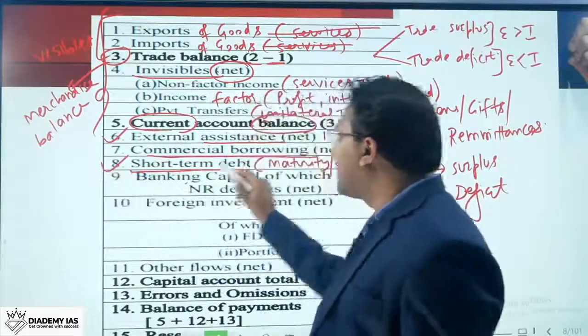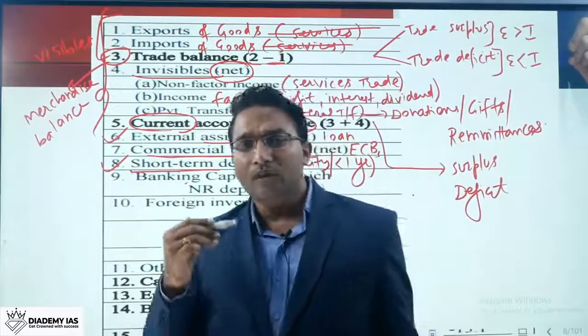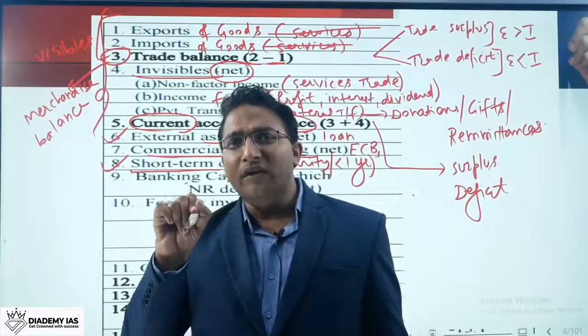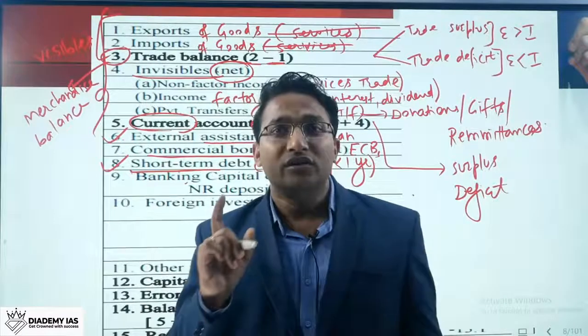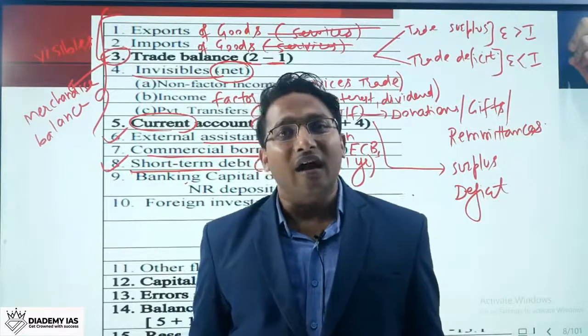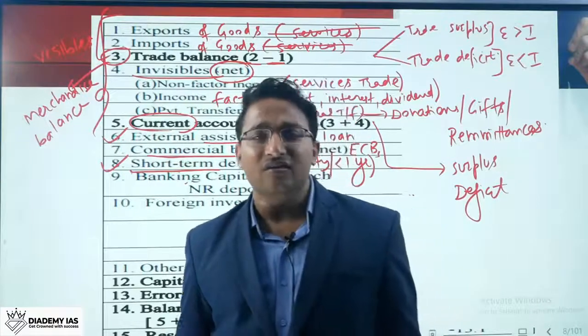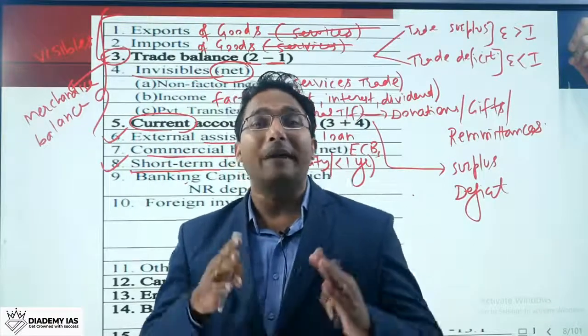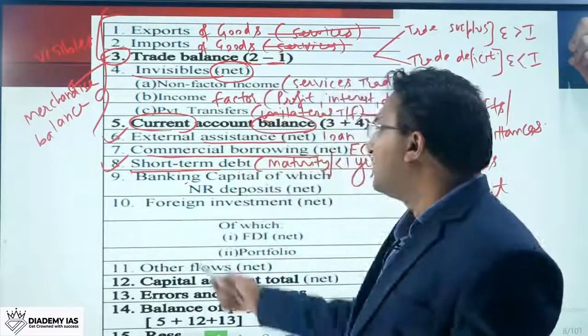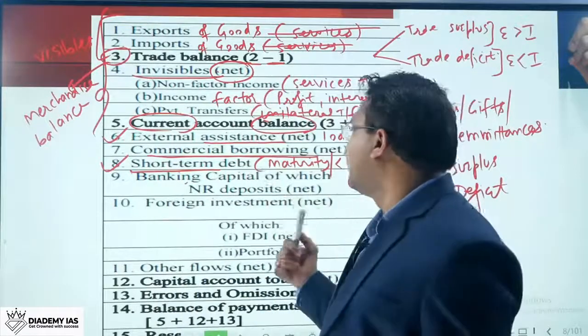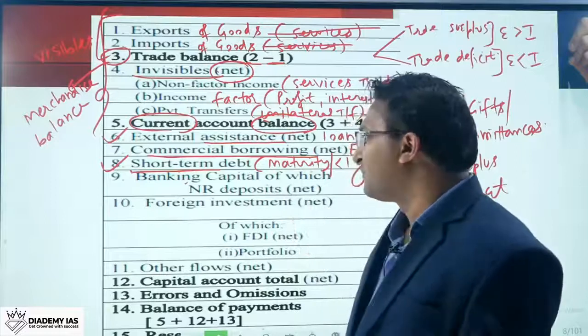This item number 8 represents that this amount is repayable by the government within this year only. So this shows the current year liability. This shows that this amount has to be paid immediately. So the government will arrange this amount immediately, right? So this short-term debt is the one having a maturity of less than 1 year.